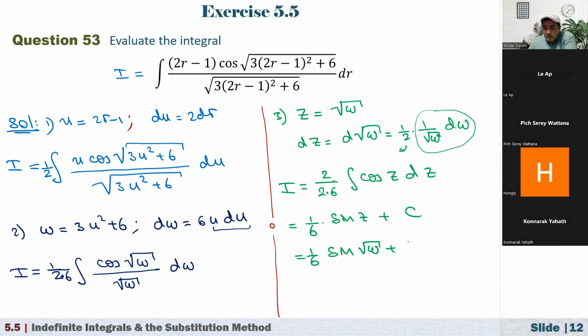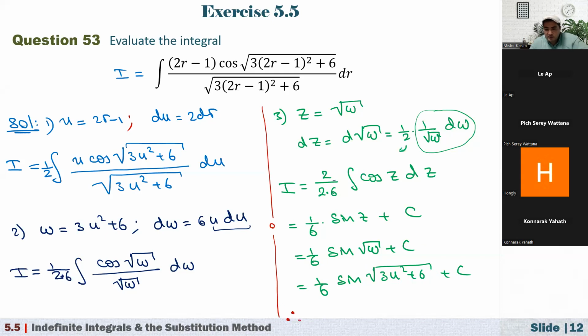Again, plus c. That's equal to 1 over 6, and here we have sine of square root of w. What is w? W is equal to square root of 3u squared plus 6, plus c, right? And now, how about u? U is equal to 2r minus 1.